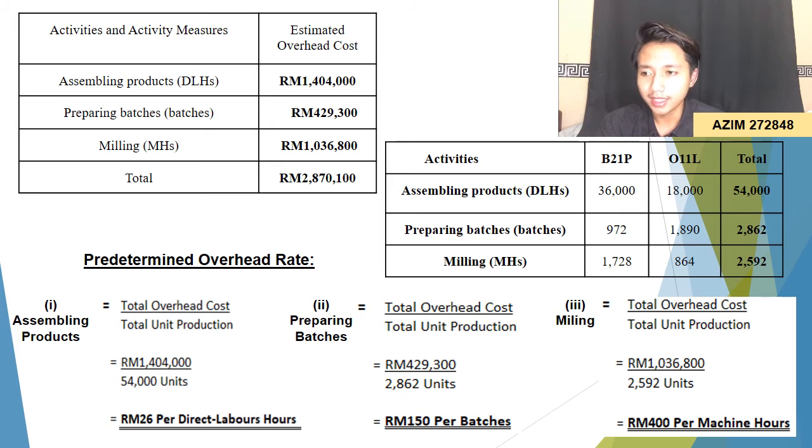First, the assembling products. The total overhead cost for assembling products is 1,404,000 ringgit divided by 54,000 units. So we get 26 ringgit per direct labor hour. For preparing batches, the total overhead cost is 429,300 ringgit divided by 2,862 units. So we get 150 ringgit per batch. And lastly, the milling. The total overhead cost is 1,036,800 ringgit divided by 2,592 units. So we get 400 per machine hour.